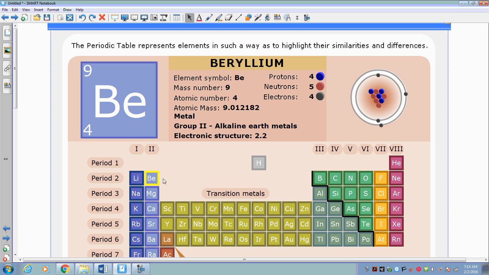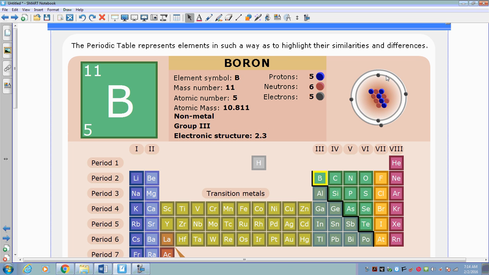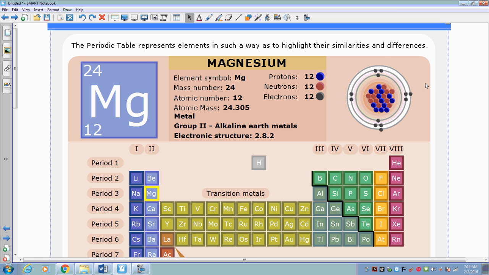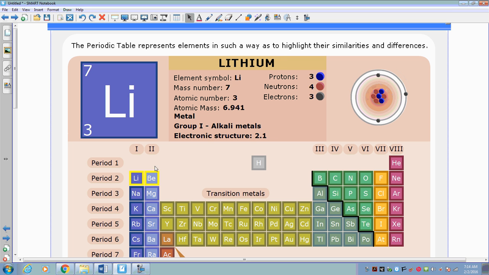Well, beryllium has 2. Boron, 2 energy levels. I'm looking at the circles around the nucleus. 2, 2, 2, 2, 2. They all have 2. These all have 3, 3 circles around it. So the period it's in will tell you how many energy levels, and it'll also increase by 1 atomic number. The group has very common characteristics.